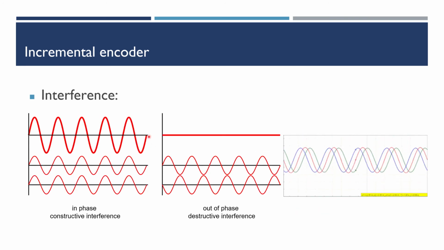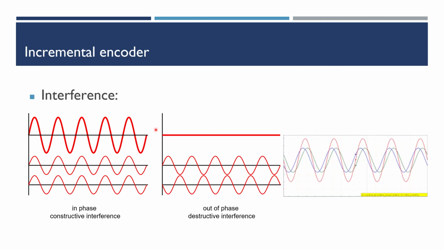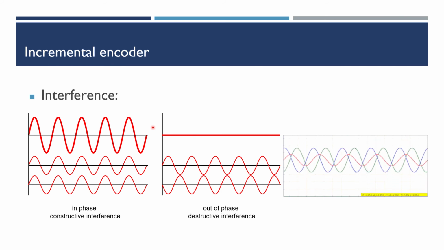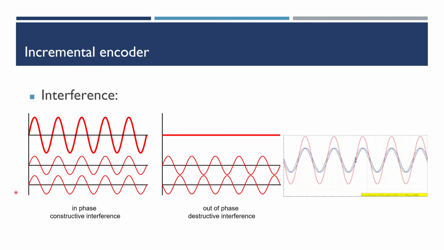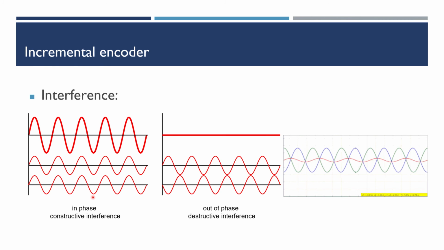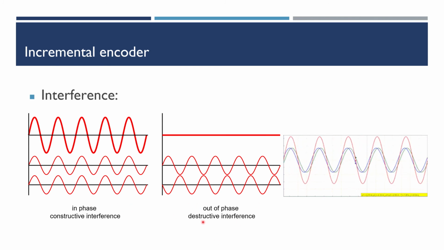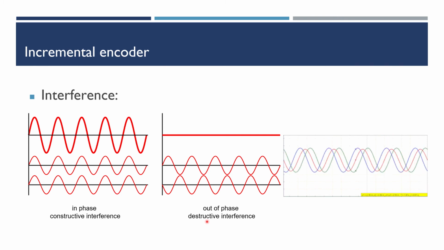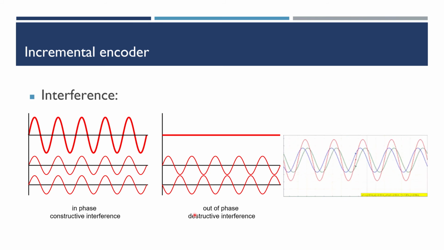And to eliminate the harmonics, we will use the principle of interference. We know that if two waves are of the same frequency and they are in phase, then the amplitude will be larger, which is constructive interference. But if the two waves are out of phase, then the amplitude will be cancelled out, which is destructive interference. And we will use these principles to eliminate the harmonics.